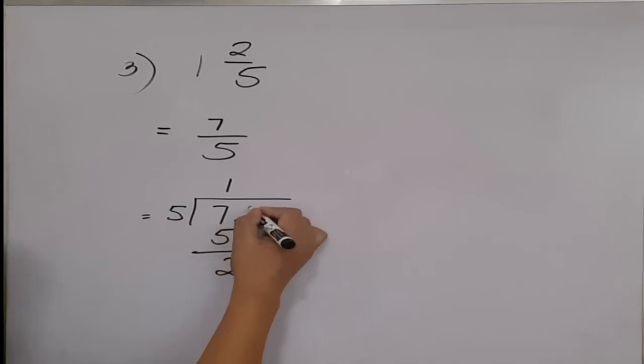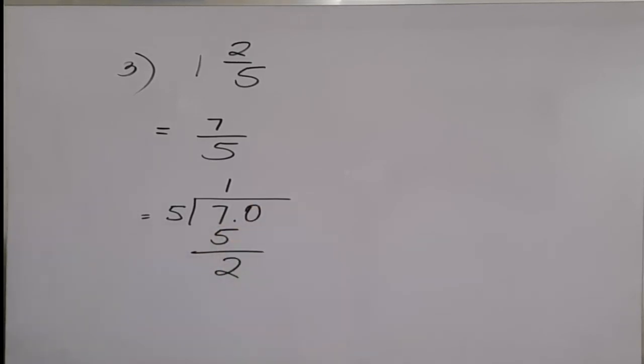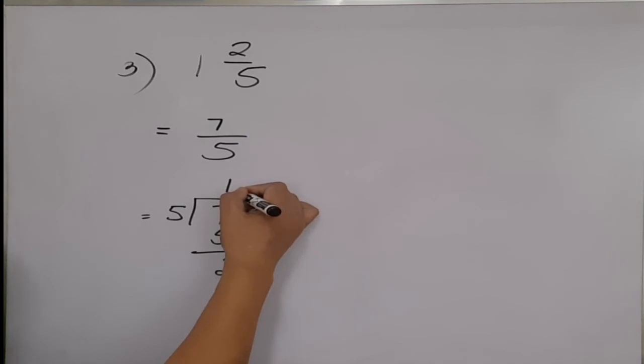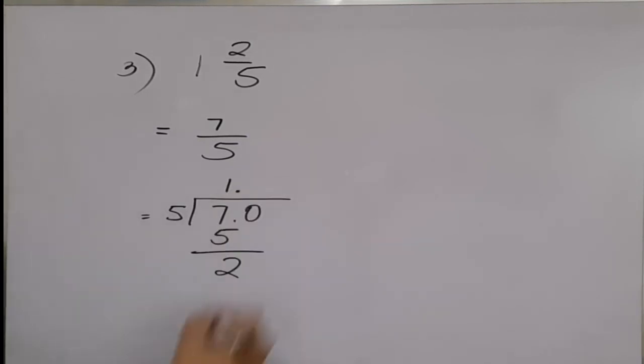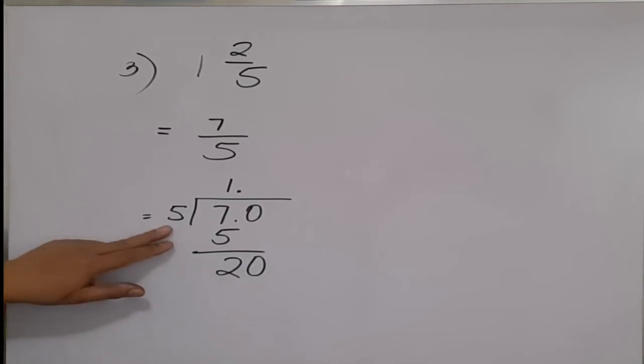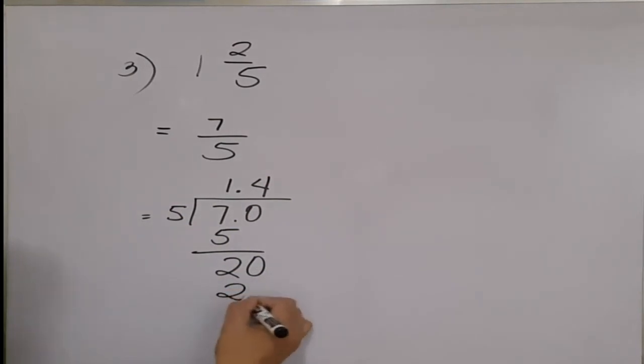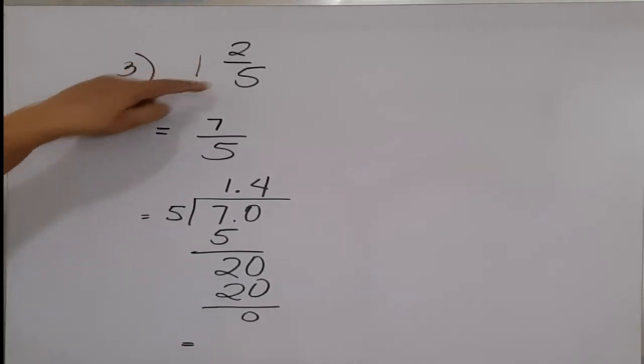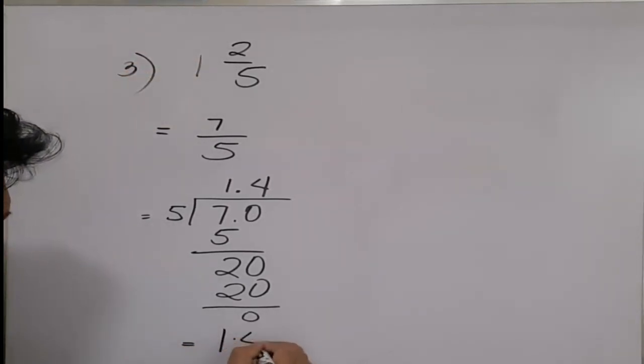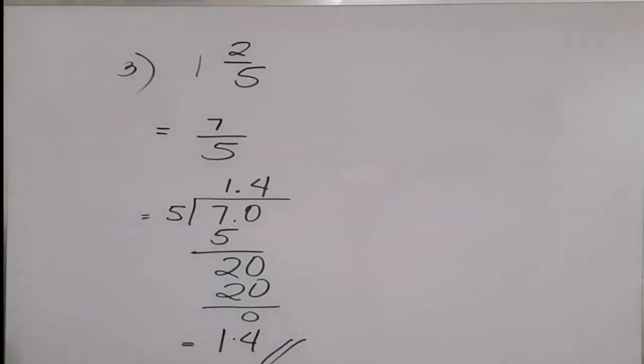We add a decimal point and a 0. Since we have the decimal point here, we have the decimal point there. So we bring down a 0. 20 divided by 5 is 4. And 4 times 5 is 20. 20 minus 20 is 0. Therefore, 1 and 2/5 is equal to 1.4. That is the decimal form of 1 and 2/5.